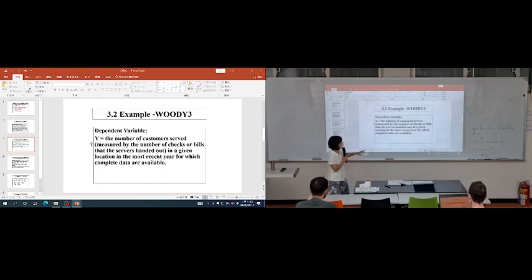Okay, so this is the example. And later I'm going to show this result. Also I'm going to talk about the dummy variables, which are important. Okay, let's take a break.